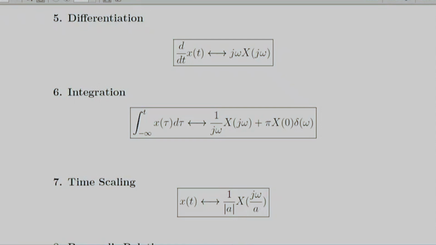And then integration is sort of going to be the flip side of that. So you'd expect sort of 1 over j omega, and we get that. But then there's this thing right here, and this relates to the transform of the step signal, because remember, integration is convolving with the step signal. And what we're going to see in a moment is that when you convolve two signals, you multiply their transforms. So all we've done here is multiplied x of j omega by the transform of the step signal, u of j omega.